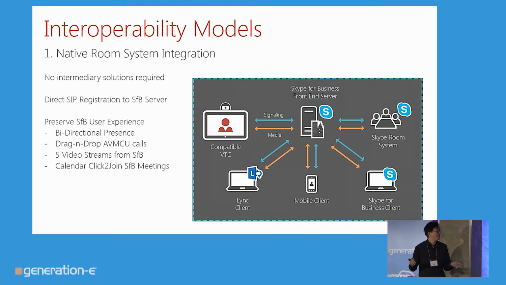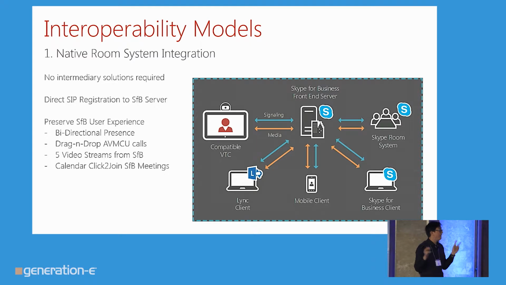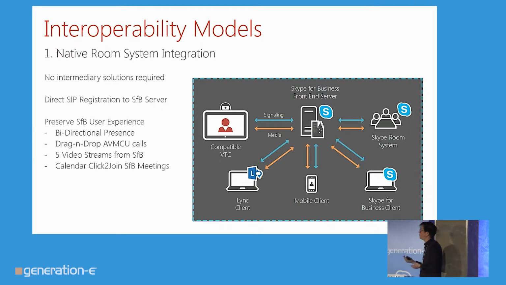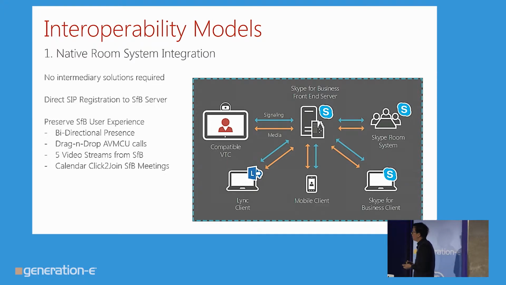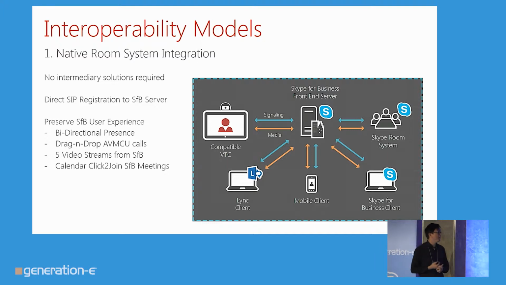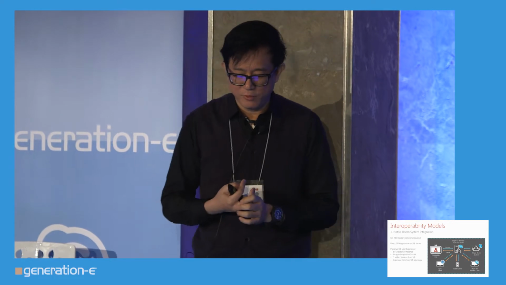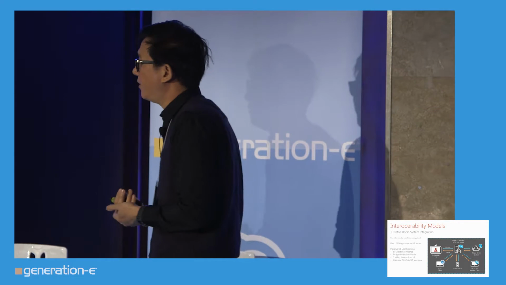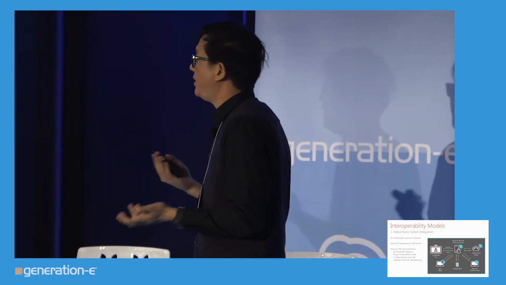The VTC can receive up to 5 video streams from the AVMCU, so you get a kind of gallery view experience. And of course, you can have the calendar to click to join. Most of these VTCs, if they have a calendaring function, will be able to log on to Exchange and get the meeting invitation, and you can join the meeting from the room itself. So this is a native room integration model. I would say it is the best and easiest way of integrating a room system VTC with Skype for Business.